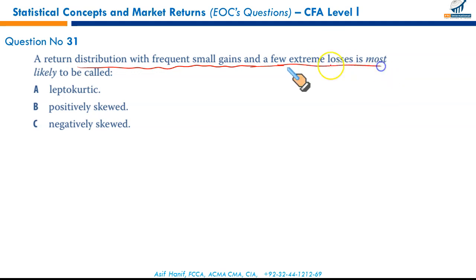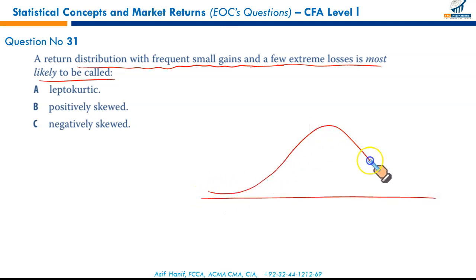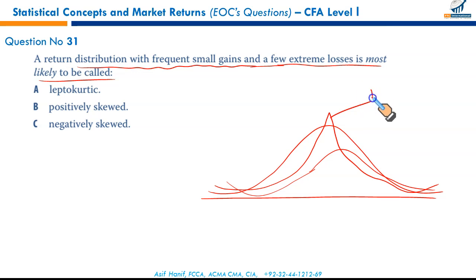and a few extreme losses is most likely to be called what? Leptokurtic. Let me draw all of these in a single go. This is your normal distribution. Leptokurtic will be more peaked. It will be this way. And mesokurtic will have comparatively flatter peak. So this is your leptokurtic. This is what you call the mesokurtic. This is platykurtic.